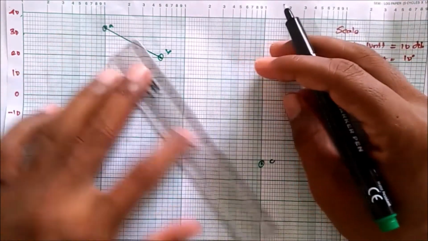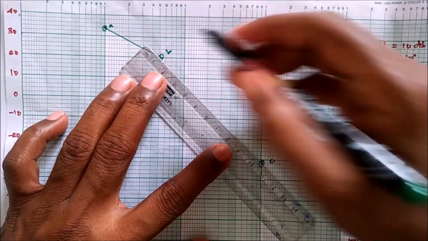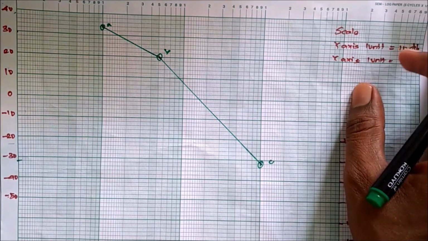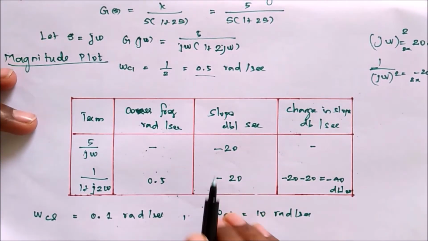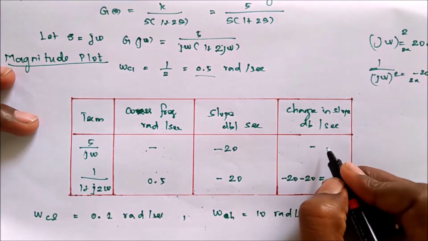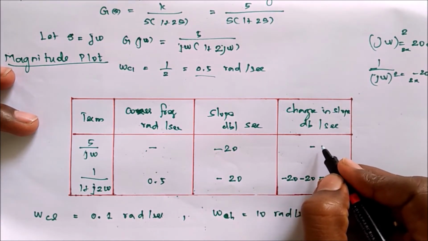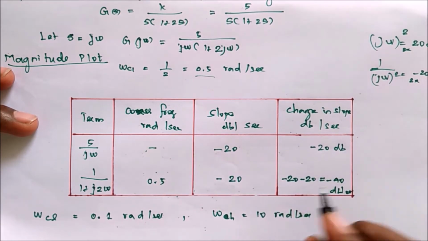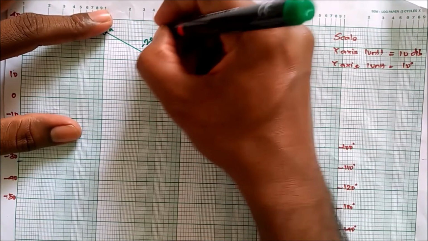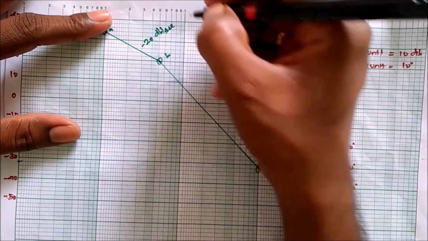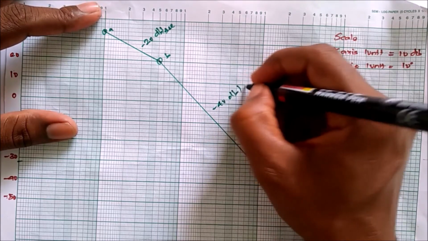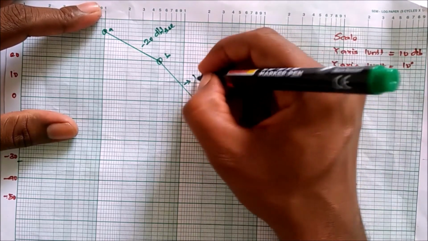We have to connect A and B, similarly B and C. From the magnitude tabulation, for the first term the slope is minus 20 decibel. For the next, the slope is minus 40 decibel. Therefore here the slope is minus 20 decibel per decade, and here the slope is minus 40 decibel per decade. So this is the magnitude plot.